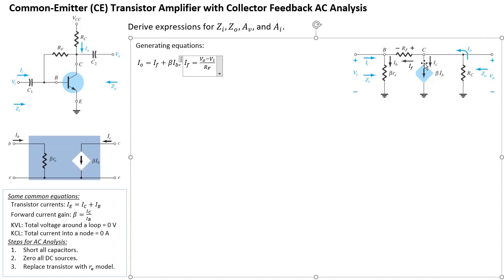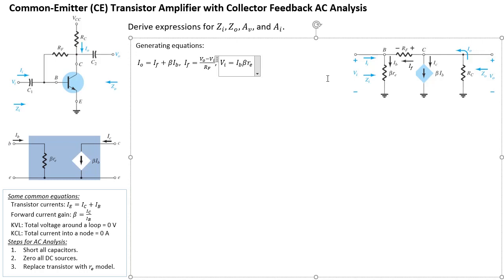So there are some more equations that you can write. You can write an equation for VI, which is simply V equals IR. So that's IB, the current going through beta RE, multiplied by beta RE. So VI is equal to IB times beta RE. All right, so that's another equation that we can write about VI.